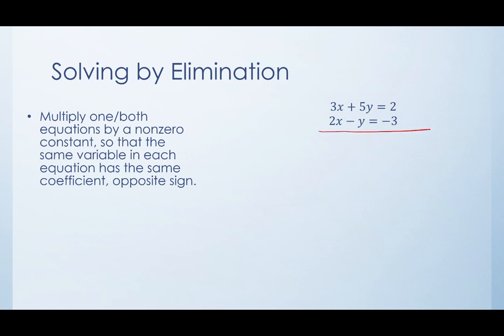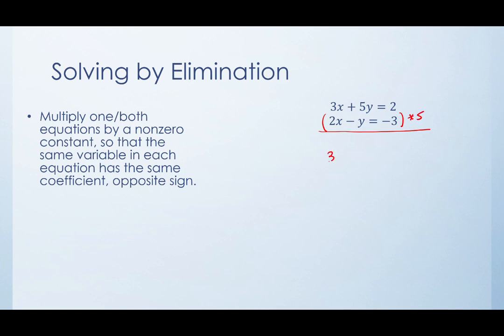is I like to have whatever variable I'm going to try to eliminate have opposite signs. So you can choose to eliminate x or you can choose to eliminate y. Obviously, just adding the two equations here is not going to eliminate either of the variables, so we are going to have to multiply. Easiest thing to do is to multiply the second equation by 5.